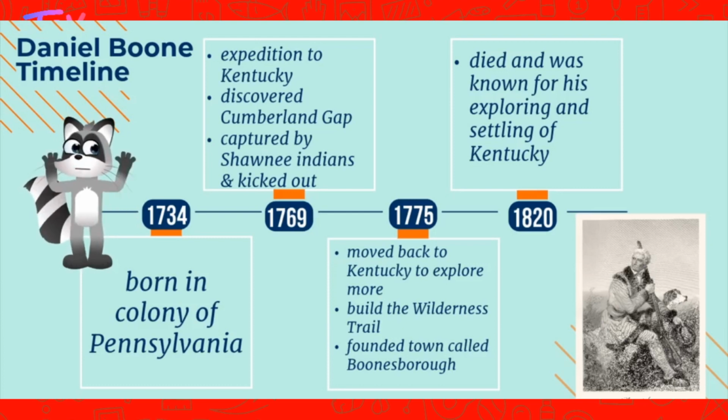Then later in 1775, he moved back to Kentucky to explore some more. That's where he built what is known as the Wilderness Trail, which is a really big road that helped travelers get through Kentucky. Then he also founded the town called Boonesboro, where he and others built that town from the ground up and established a community there.